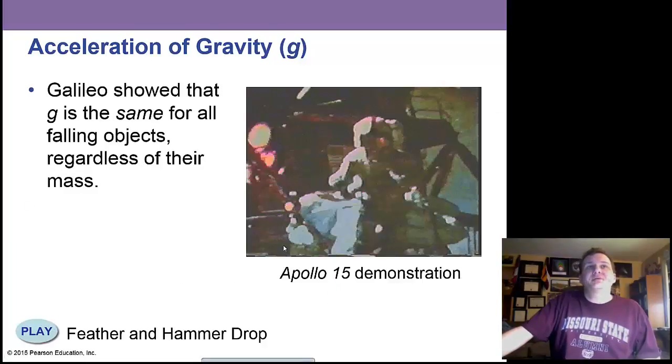Now Galileo showed that g, little g, is the same for all falling objects regardless of their mass. And this was demonstrated on the moon on Apollo 15. They took a feather and a hammer and dropped them at the same time, and they both fell at the same rate.